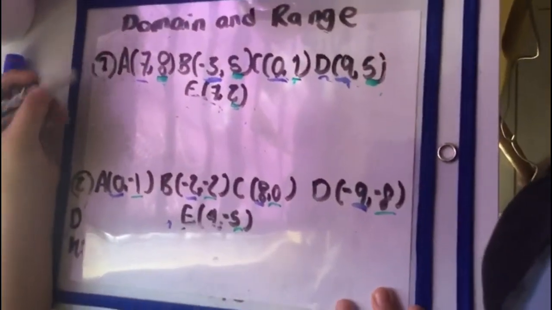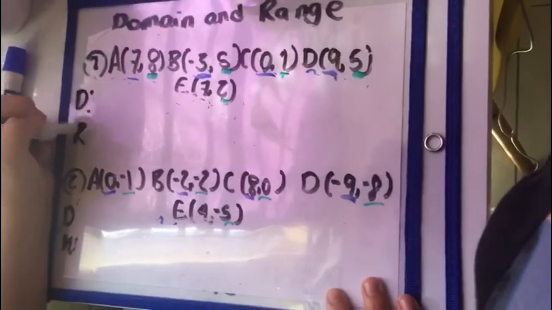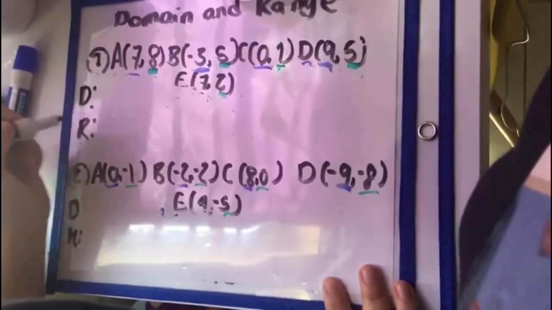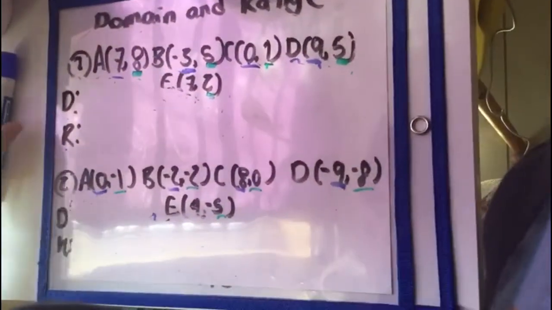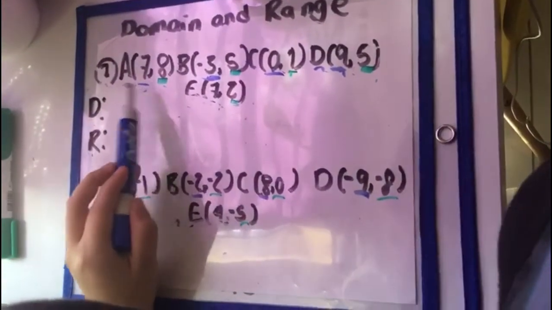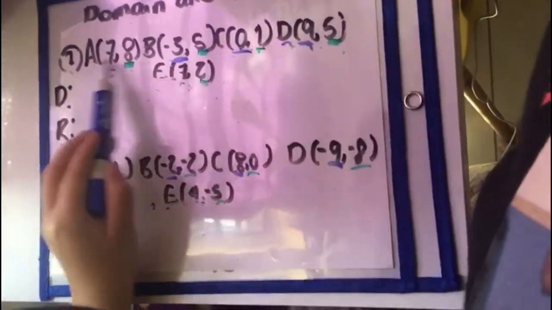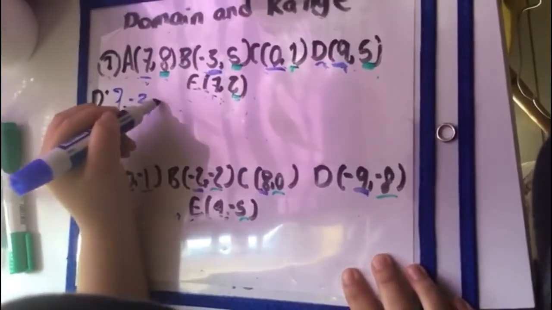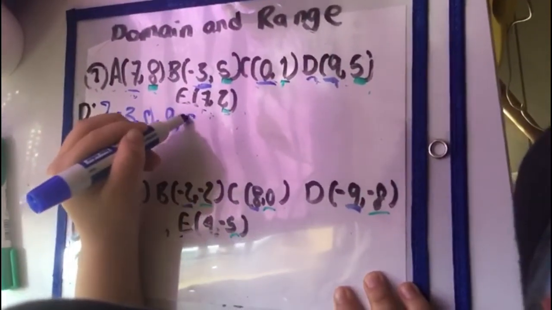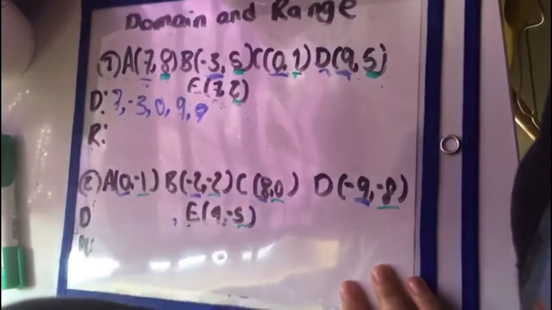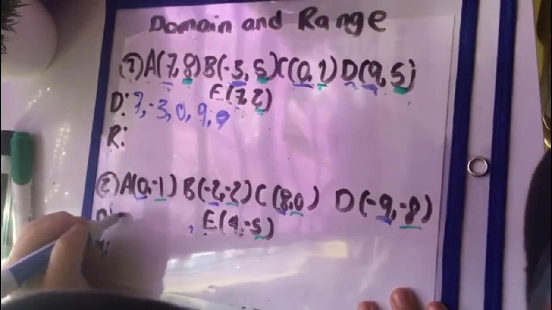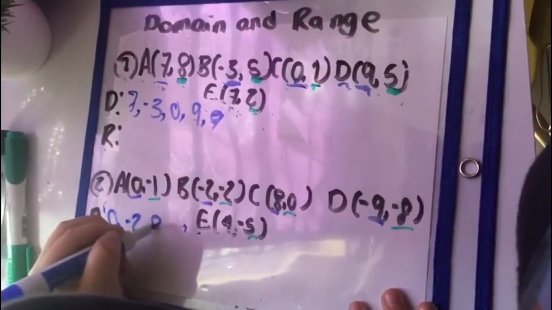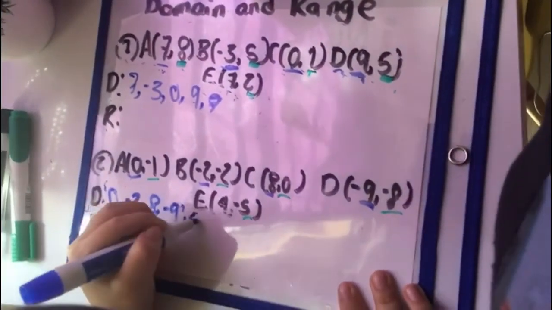First we need to know that when asked D and R, the D is the domain and R is the range. First, the domain is going to be the first number of every one of these pairs. For example, it's 7, minus 3, 0, 9, and 7. So it's always the first number. And in this one, it's the same: 0, minus 2, 8, minus 9, and 4.